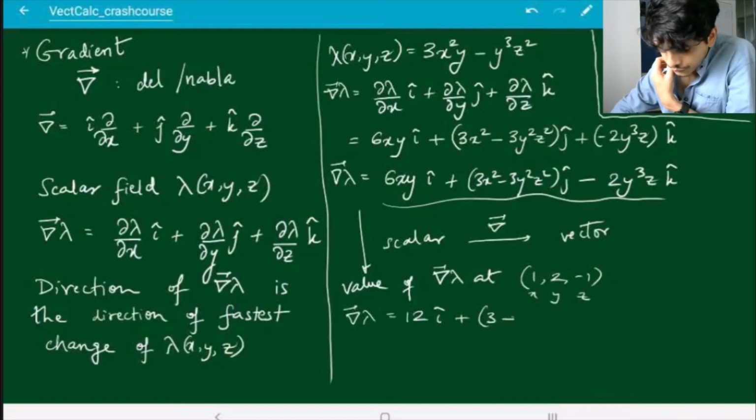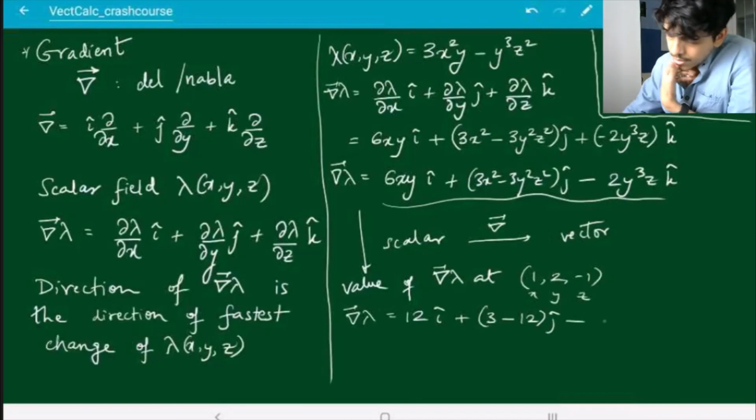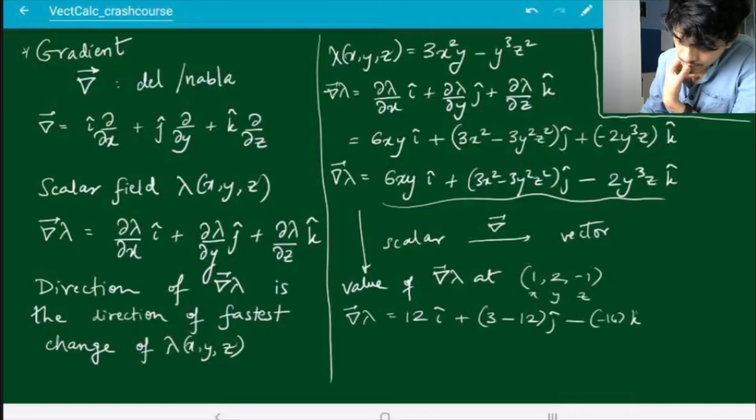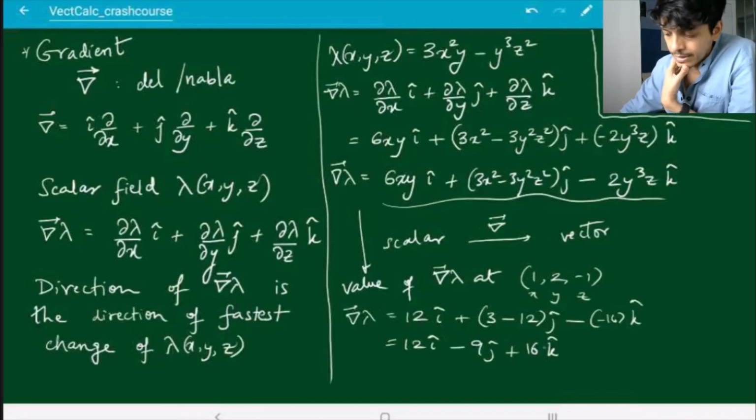Y square is 4. So 3 times 4 is 12. Minus 2y cube z. Y cube is 8. 2y cube is 16. 16 times minus 1 is minus 16. So this becomes 12i minus 9j plus 16k. So this is the value of the gradient at this specific point. If you want at any general point, then this is the answer. And then specifically at this point, you plug in the numbers and you get the value of the gradient.